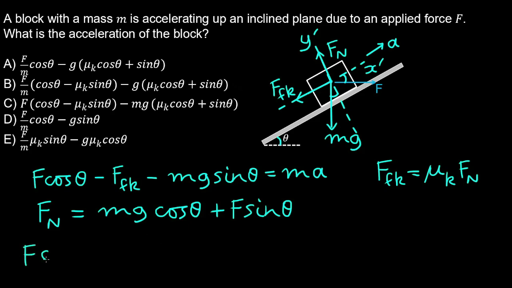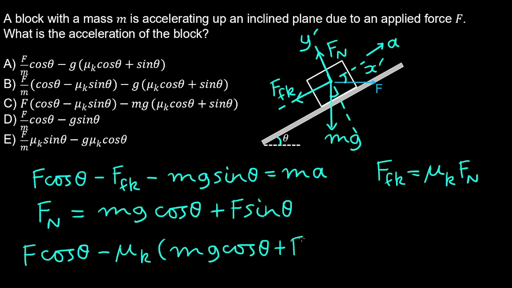So we end up with F cosine theta minus the coefficient of kinetic friction multiplied by the normal force, which is mg cosine theta plus F sine theta. And then we have minus mg sine theta is equal to the mass of the block by the acceleration.